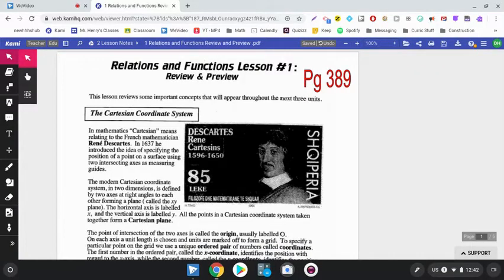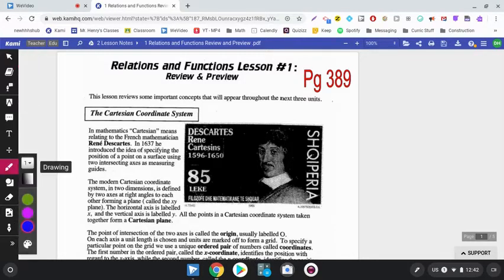Okay, and here we are, workbook page 389, start of the next unit, which is relations and functions. And this first lesson is kind of a review of things we should know and looking at what's going to be important in this unit. So to start, it reviews the Cartesian coordinate system, or normally we call that the Cartesian plane. And it's got this whole write-up about René Descartes, or however you would say that name.